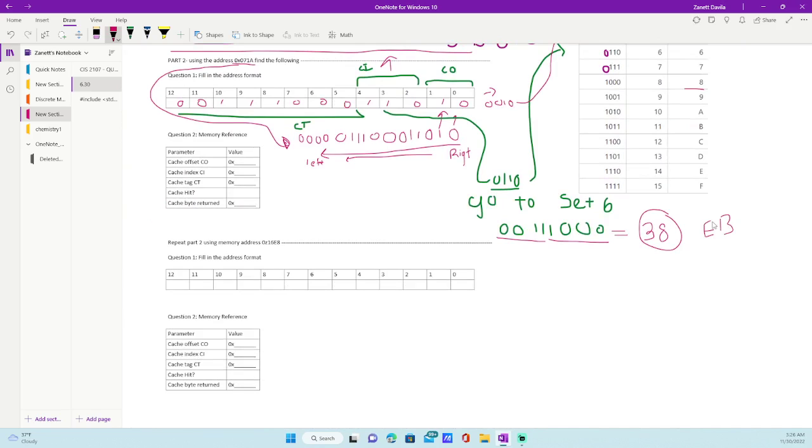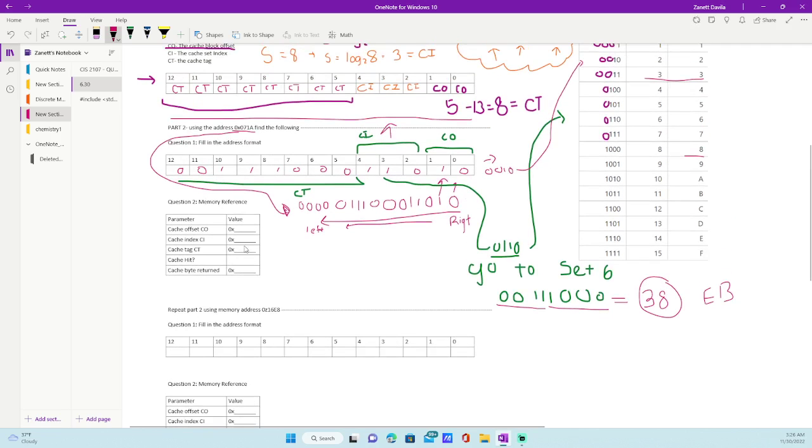EB. Thanks to all this, we kind of have the information for the question too. What is the cache offset? I've already said this, we've determined that it's 2. What is the cache index? I also already said it, it's set 6. It'll be 6. What is the cache tag? We did that too, and it is 38.